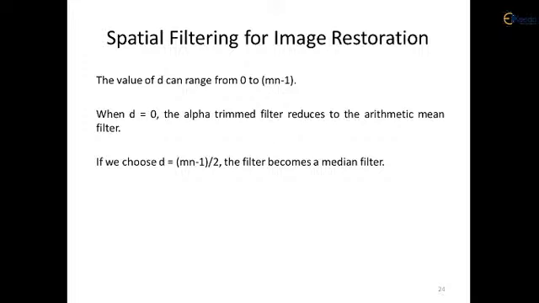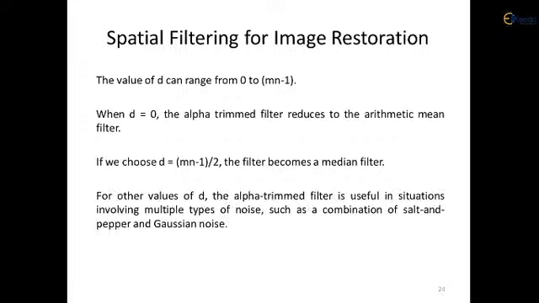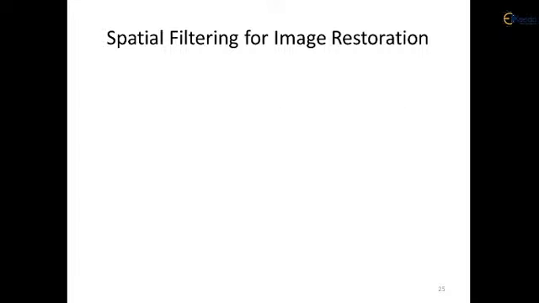For all the other values of d in this range, the alpha trimmed filter is useful in situations involving multiple types of noise, such as a combination of salt and pepper and Gaussian noise. Now let us have a simple example to see the visual effects of this type of filtering on the original image, which is further corrupted by noise.